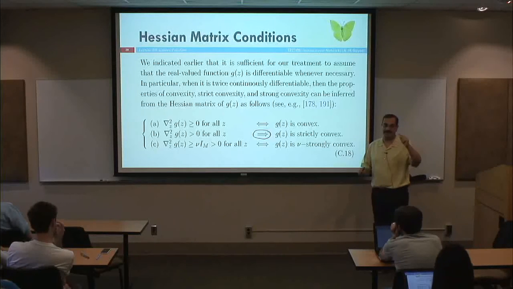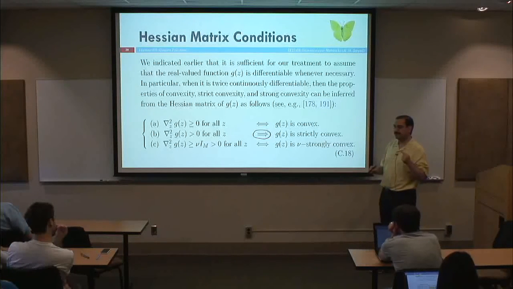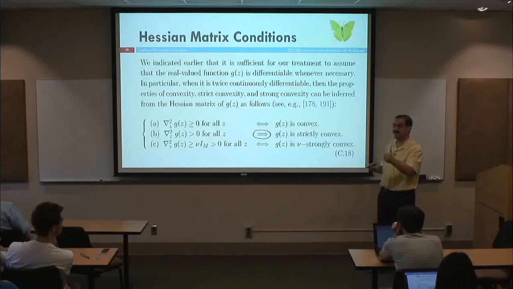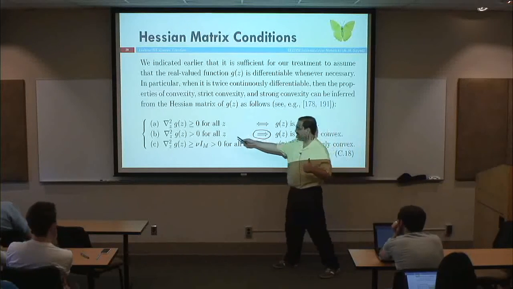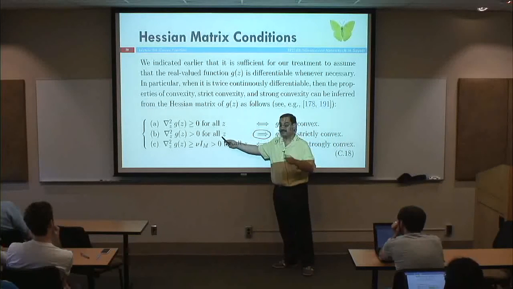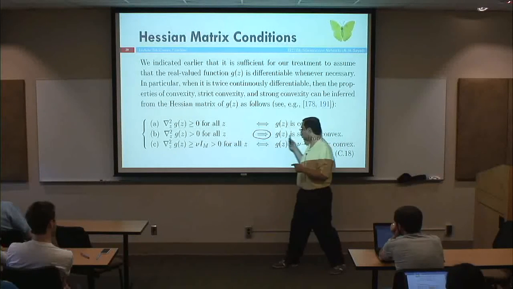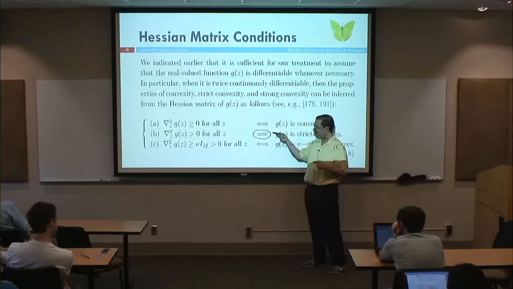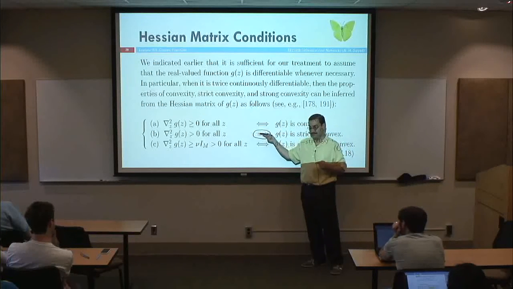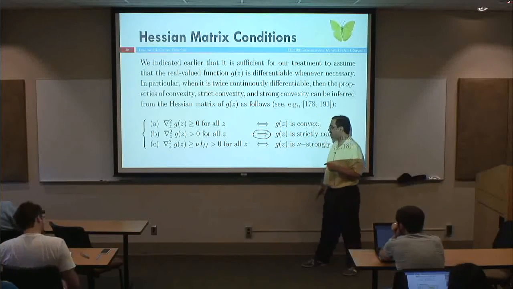So let's take the example z to the 4. I claim that it is a strictly convex function. What is the Hessian? It is 12 z squared. It's not greater than 0 for all z, for z equal to 0, right? But it is strictly convex. So you see, the other direction is not correct. It doesn't always hold. Okay?